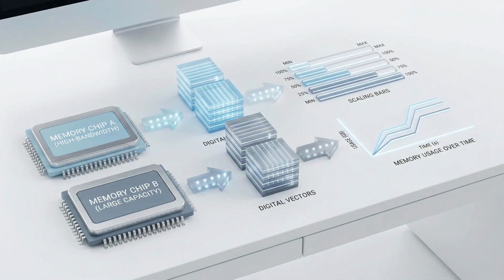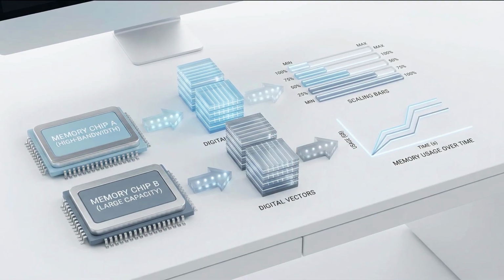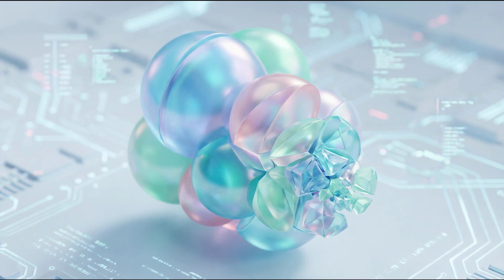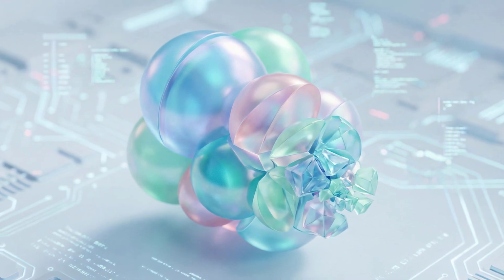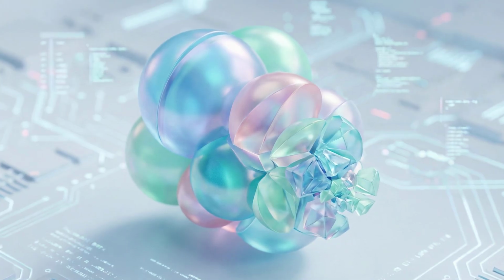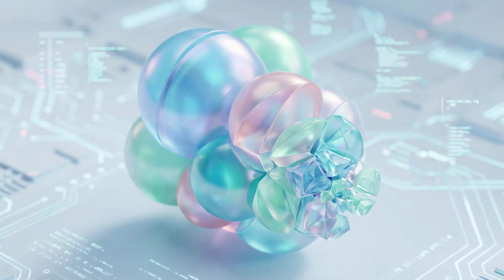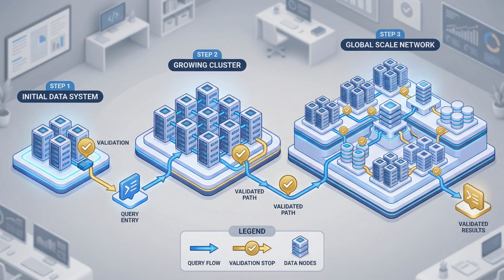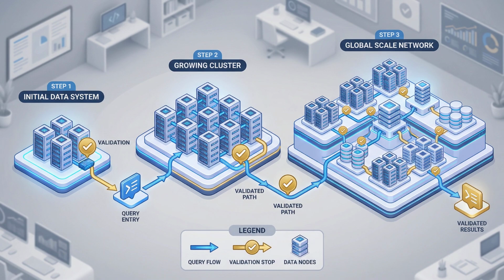Storing millions of 1536-dimension vectors uses memory. Querying across those dimensions takes CPU or GPU time. Compression techniques can help. Product quantization, for example, stores approximate vectors efficiently, then refines the top results. Sharding across machines spreads the load but adds network hops.